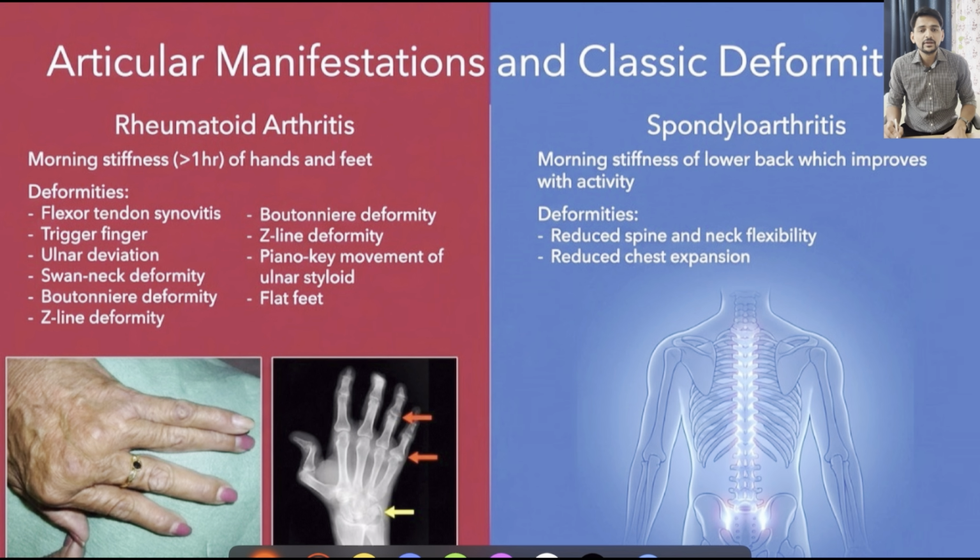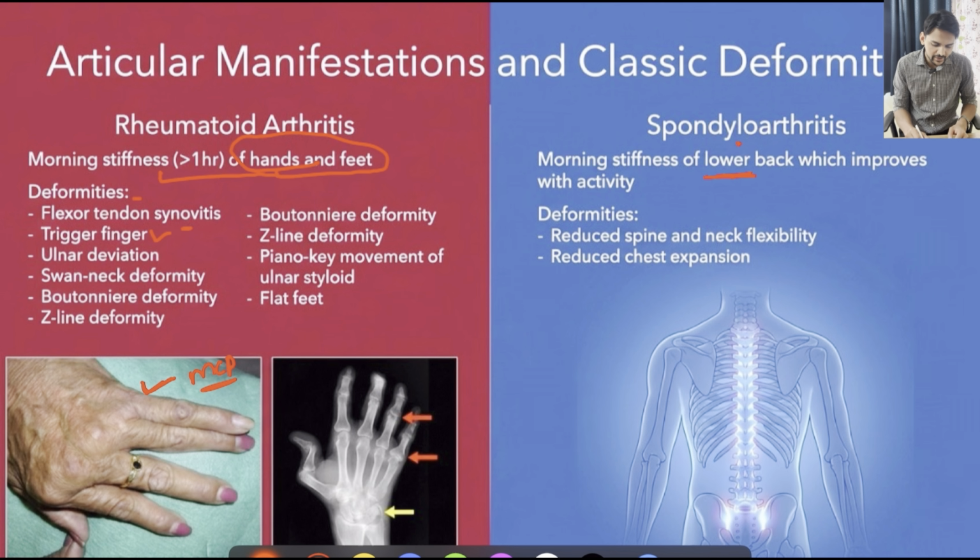And the other manifestations which will help us in differentiating both of these conditions are, as mentioned, there will be morning stiffness in both of these conditions, but the site will differ, like hands and feet are commonly involved in rheumatoid arthritis, whereas lower back morning stiffness is common in spondyloarthritis, and both of these will improve with activity as the day progresses. Whereas if we focus upon the typical deformities seen in these conditions, there will be flexor tendon synovitis leading to trigger finger and the ulnar deviation because of subluxation of the metacarpophalangeal joint and all.